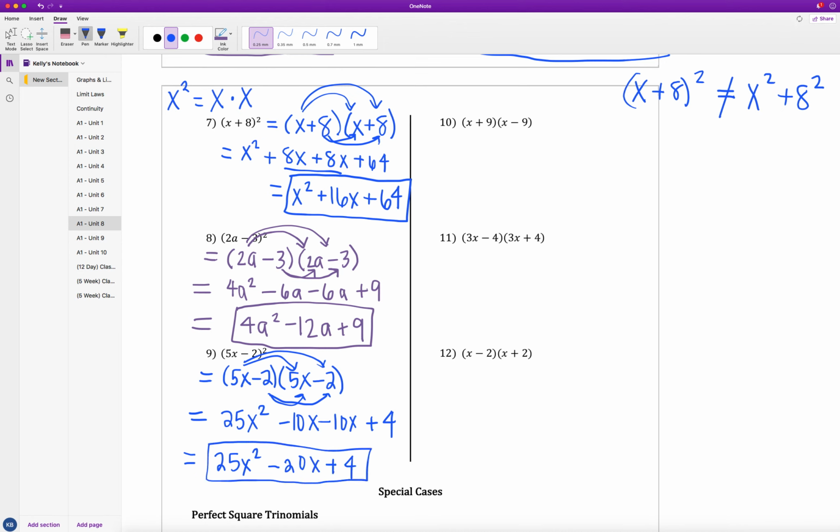And that will be our final answer on example 9. Okay, let's look at example 10. In examples 10 through 12, we're back to a binomial times a binomial right away. So I can go ahead and start FOILing.